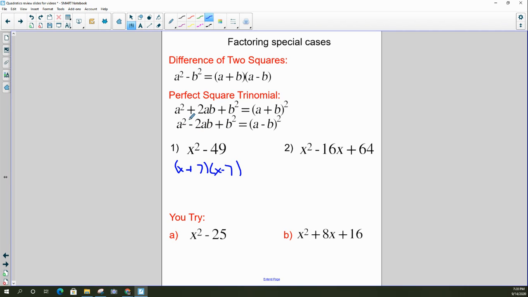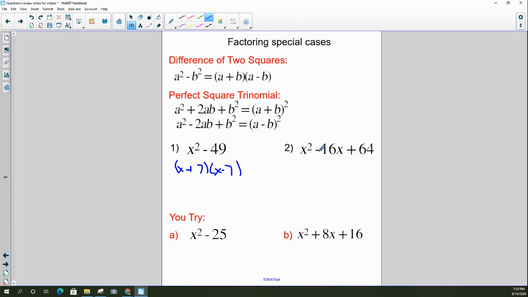So we're looking for when the middle term is 2 times the square root of the first term and the last term. And when it is, we just get a squared binomial answer. That looks like this: the square root of the first term plus the square root of the second term, squared, or if the middle term's negative, with a minus.